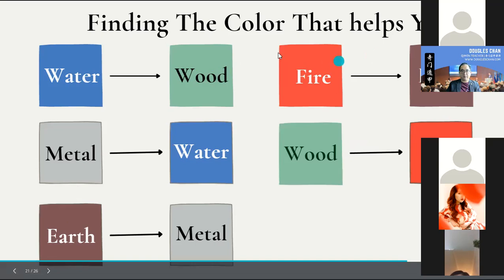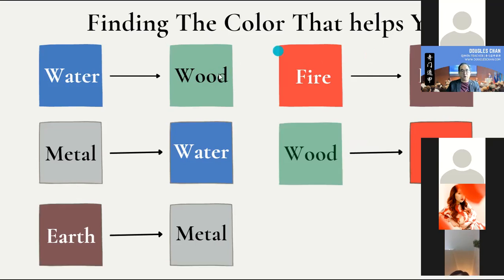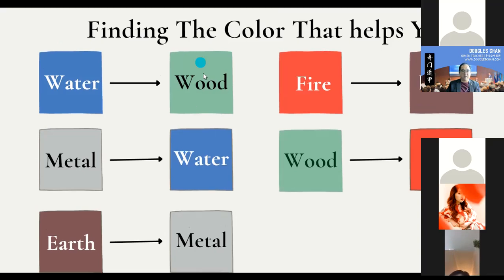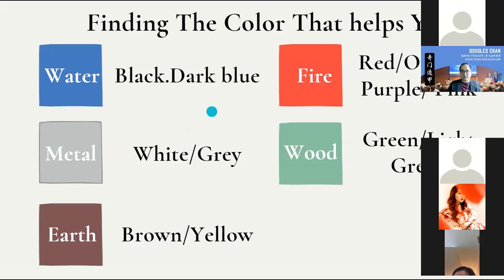Okay. So for example, my academy, I'm wood. So I will need to find water to help me. So now I'm trying to allocate the water element. What does the water element represent? There must be a color that represents water. So there will be certain colors that tell us very specifically. Okay, so this is the information.